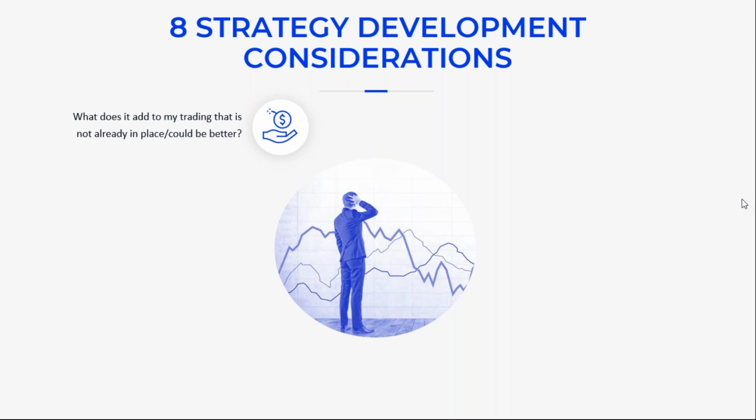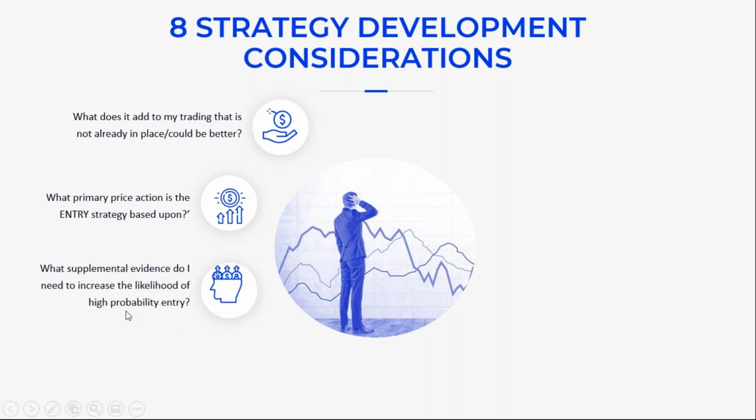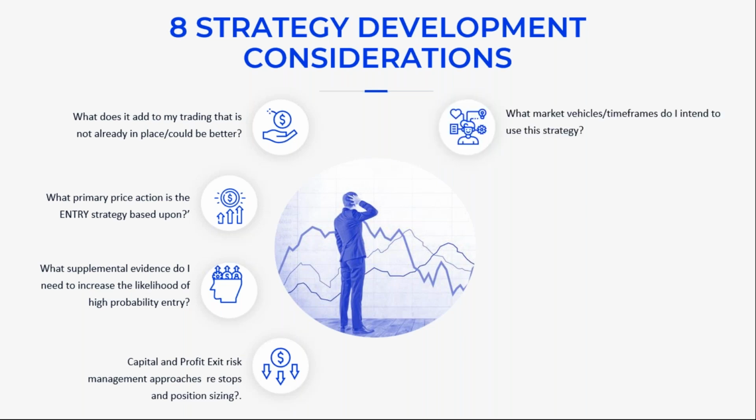So the first question you ask is, what does it add to my trading that is not already in place or could be better? Okay, so that could be that I haven't actually got a strategy to trade a bounce. So that's what it's adding to your trading. What primary price action is the entry strategy based upon? What supplemental evidence do I need to increase the likelihood of a high probability entry? So there are your clues, and I've just given you an example of a couple of easy ones to get started with. How you're going to manage capital and profit exit risk regarding your stops and your position sizing.